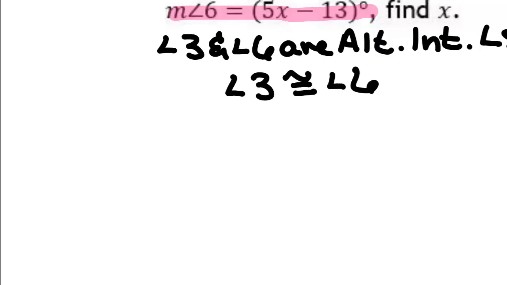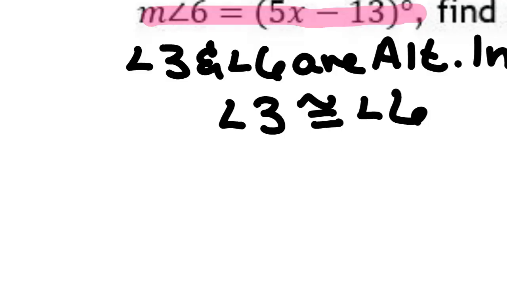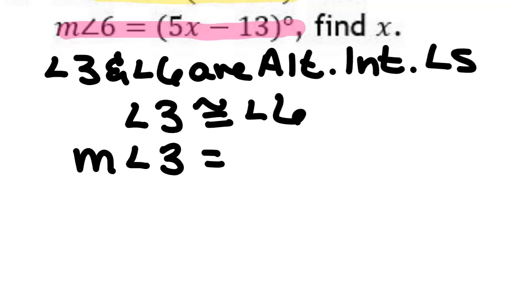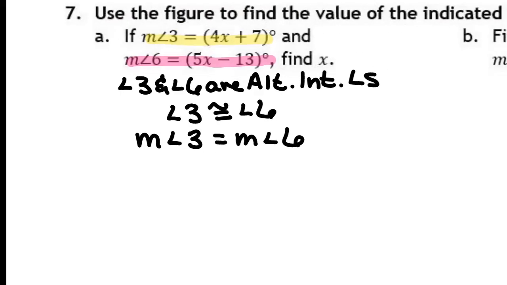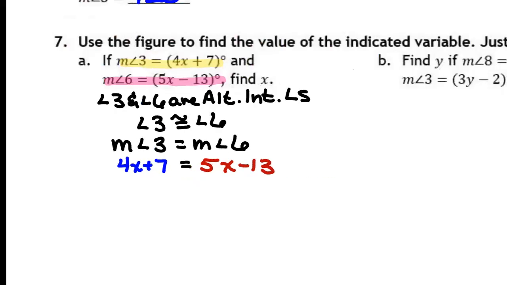If those two angles are congruent, what does it mean about their measurements? Yes, their measurements are equal. The measurement of angle 3 is equal to the measurement of angle 6. What can I put in the place of the measurement of angle 3? 4x plus 7. And what can I put in the place of the measurement of angle 6? 5x minus 13. Let's pause for just a second.